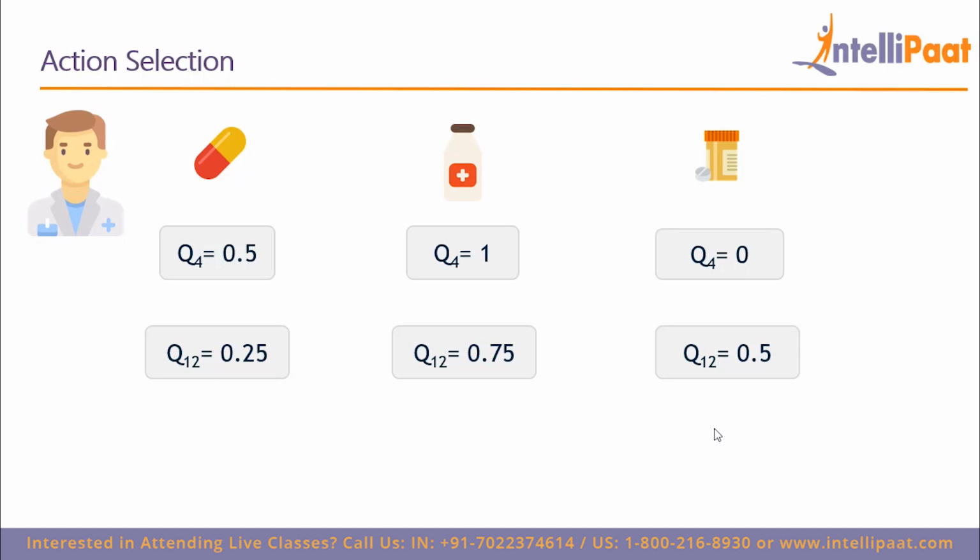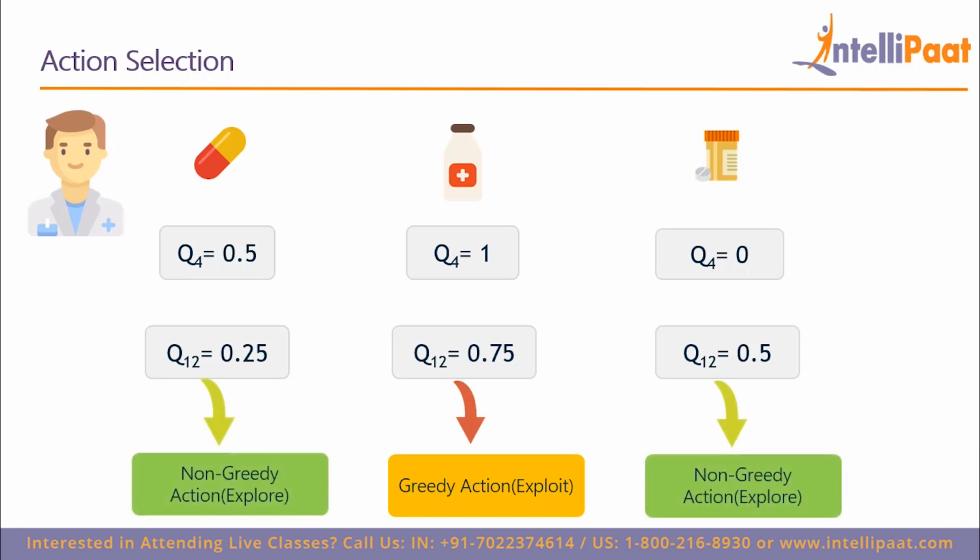So now we have the action value estimates for each action, and if the doctor wants to choose which medicine to prescribe to the next patient, we have two options. Either he can choose the medicine having the highest action value, which is called a greedy action, where he exploits the current knowledge he has about the action values, or he can choose the other two medicines so that he can find a more accurate estimate for the action values, which is also called selecting the non-greedy action, or exploring, in order to get closer to the actual action values.